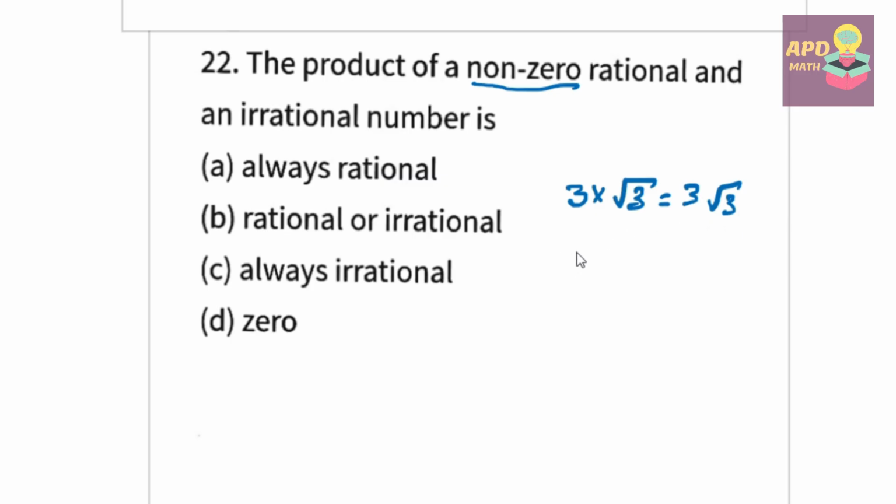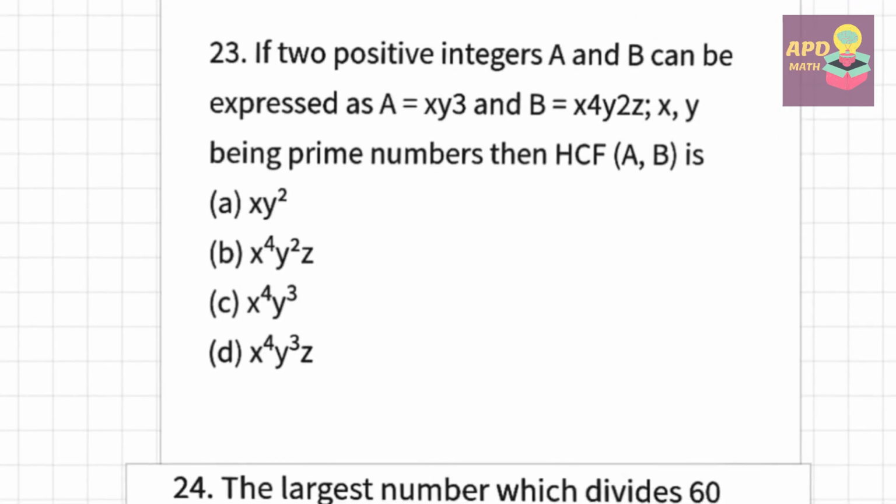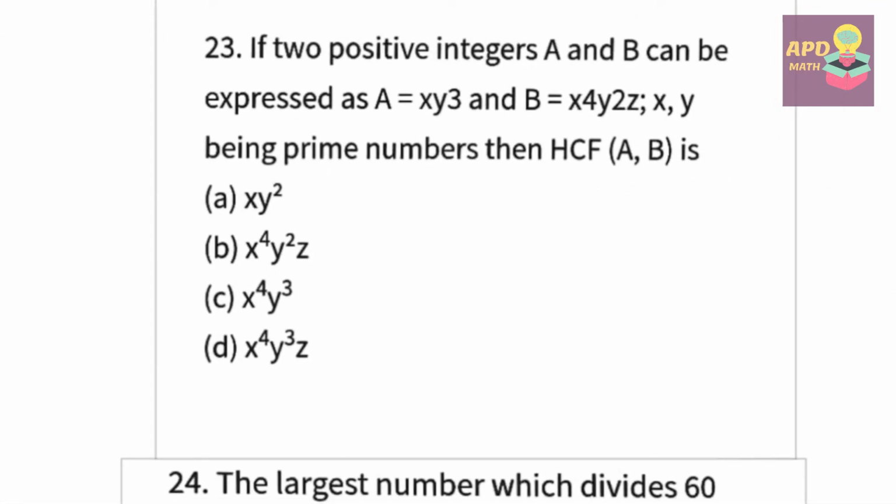You can take any number. Take 12. 12 is a rational number, right? 12 into again one irrational number. You can take the irrational number as root 5. So 12 into root 5 is 12 root 5. That is again an irrational number. So it is always irrational.